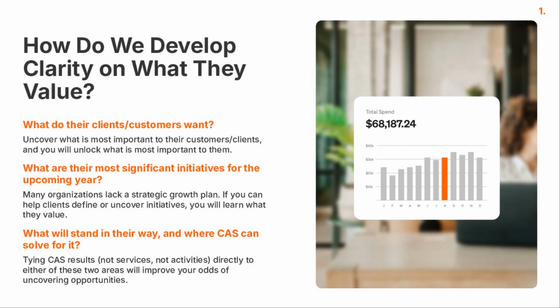The second question to be thinking about when you want to develop clarity is, what are the most significant initiatives that the client or the prospect has for the upcoming year? So this ties back to my earlier commentary about strategy being done in 1 to 2 year sprints. When we take a look at what's in the next 1 to 2 years for that client, what you will probably find is that a lot of your organizations, your clients lack a strategic growth plan. And if you can help them better define or uncover what's most important, you'll learn what they value, and that can tie back to the advisory piece of what you offer to them.